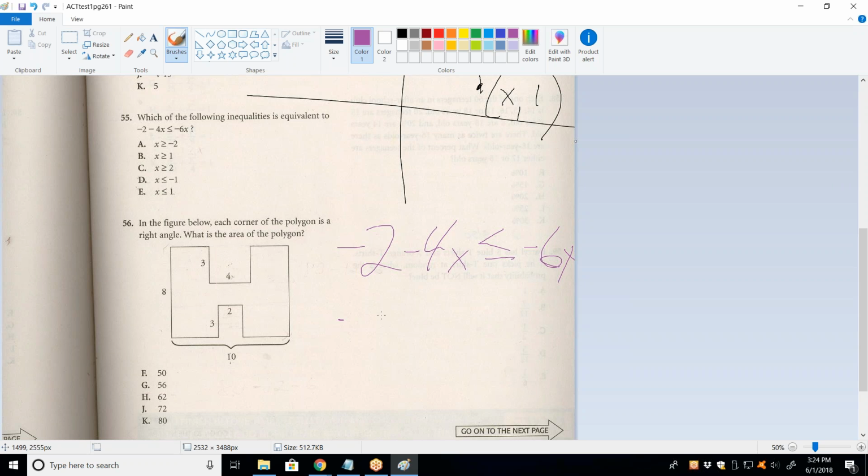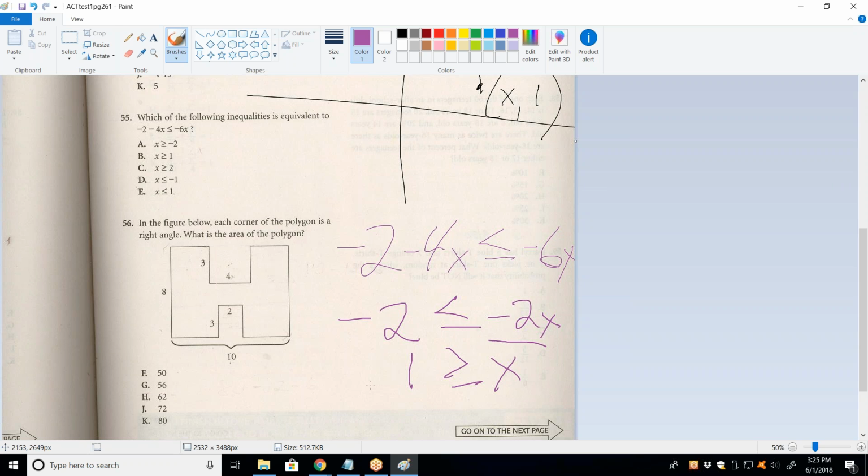Okay, that's one way to do it. I'll go for that. Next step. You have to divide, but then when you divide by a negative, you have to switch the sign. Okay, so read the next line to me. So 1 is greater than or equal to x.